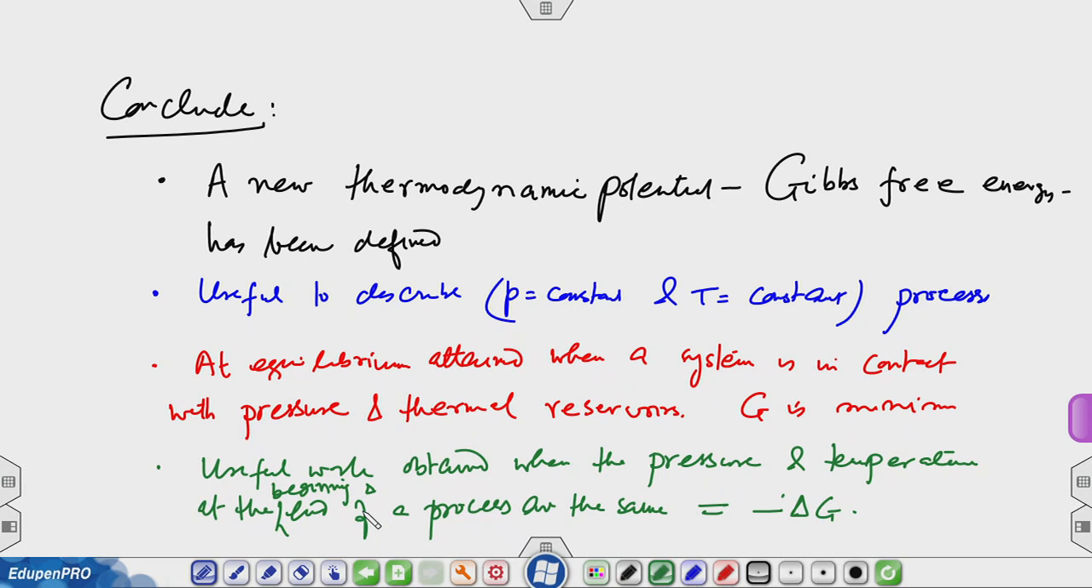And this is very similar to what we did in case of Helmholtz free energy. What I need is that the end points, pressure and temperature, be the same. In between, system can be going through something else. This is because G is also a state function. Thank you.